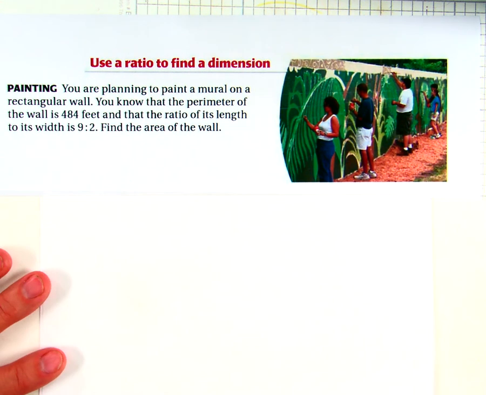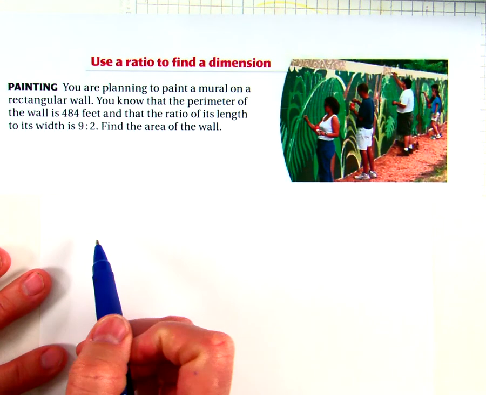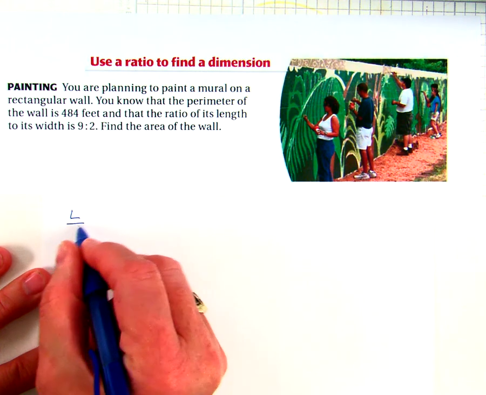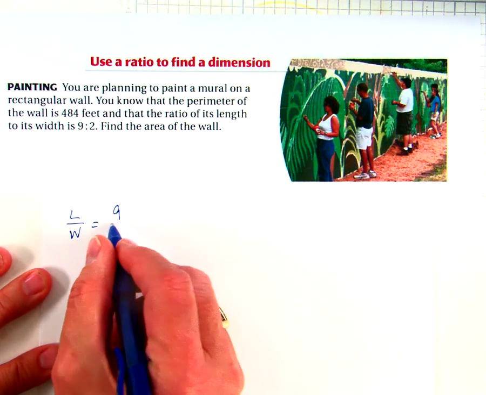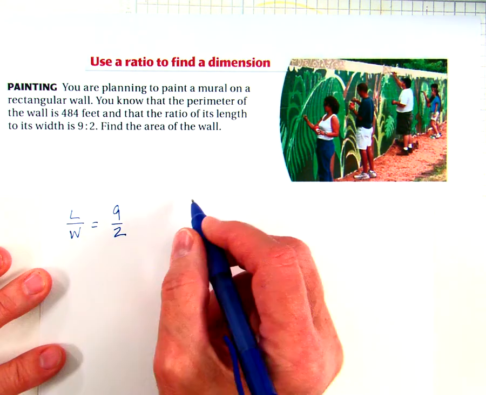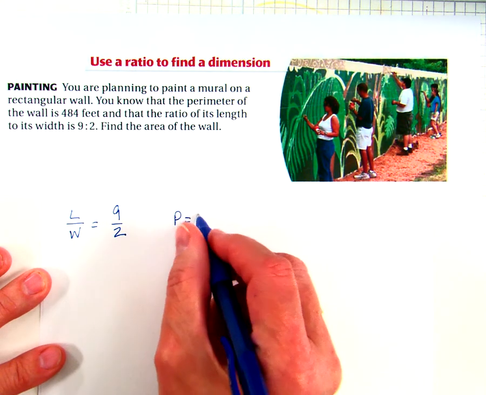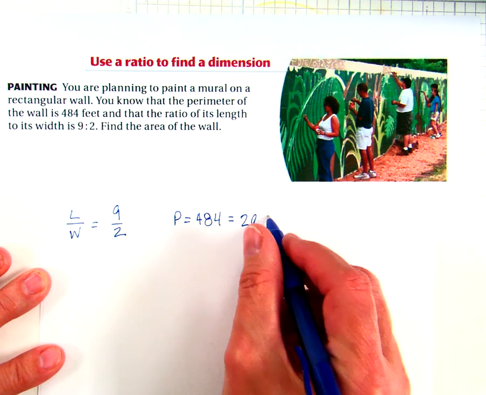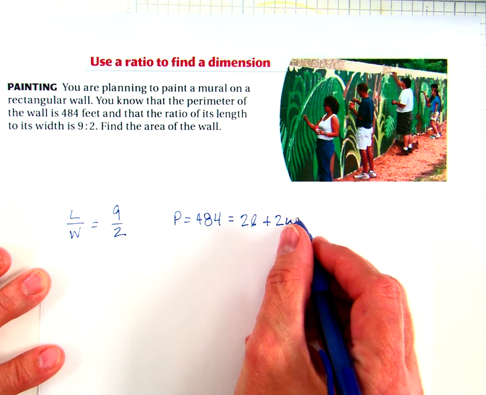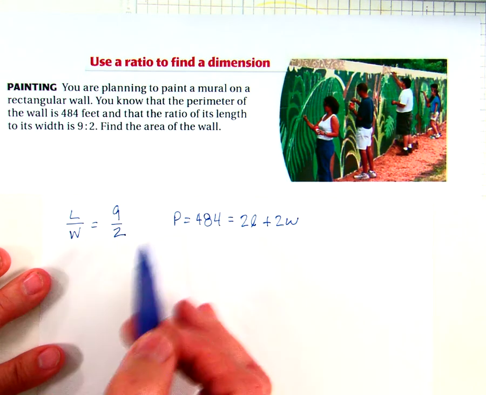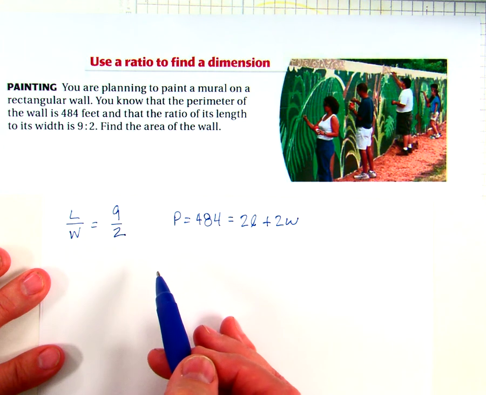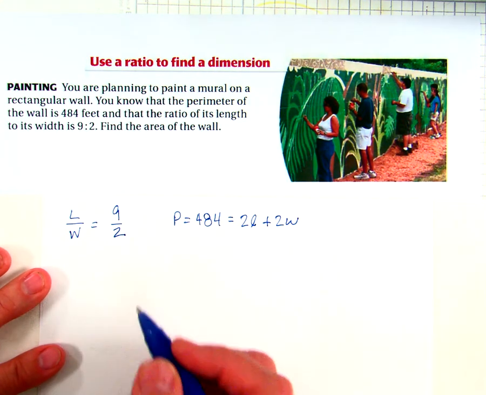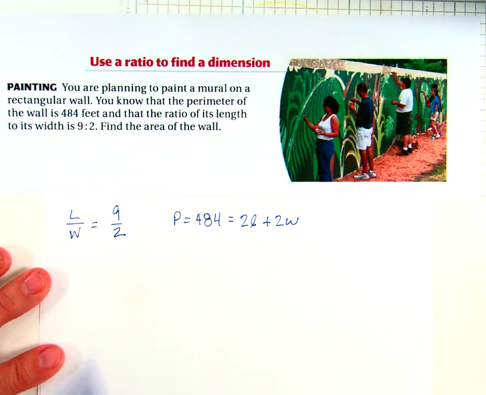There's at least two ways to do this. Let's look at the information you have. You know that the ratio of length to width is 9:2. You also know that the perimeter is 484 and that for a rectangle, the perimeter is 2 lengths plus 2 widths. We've got two equations. We've got two unknowns. This can be solved as a system, you all being proud graduates of Algebra 1.